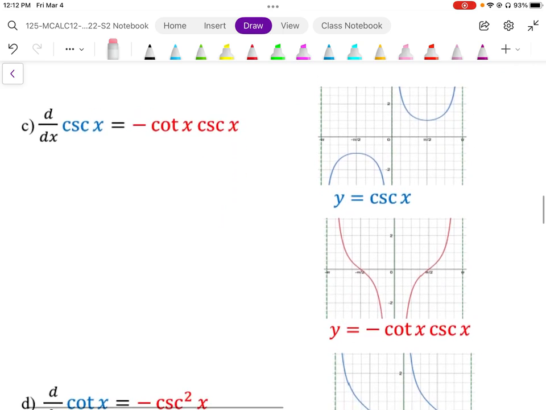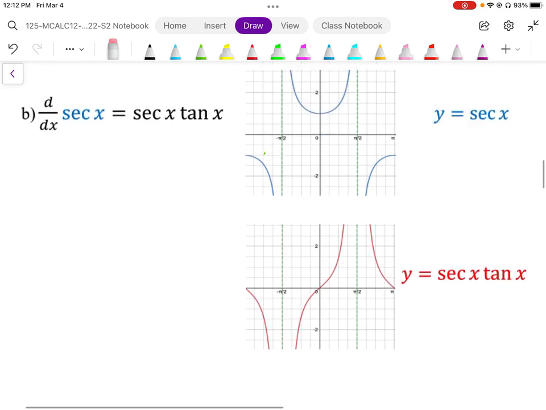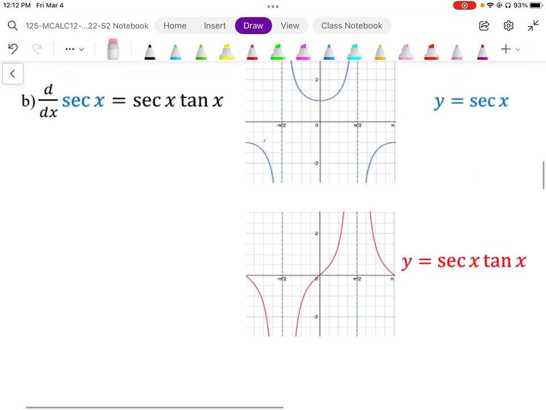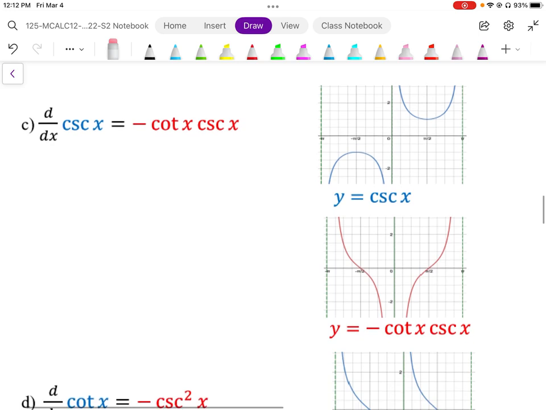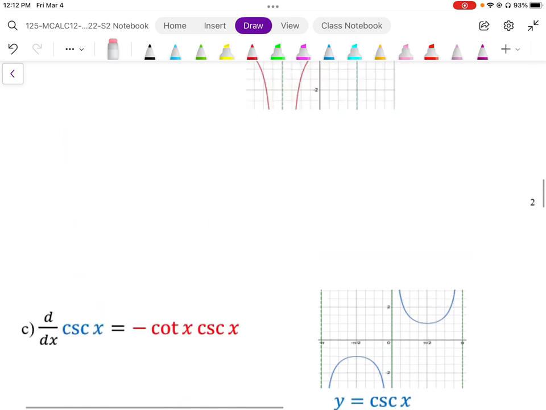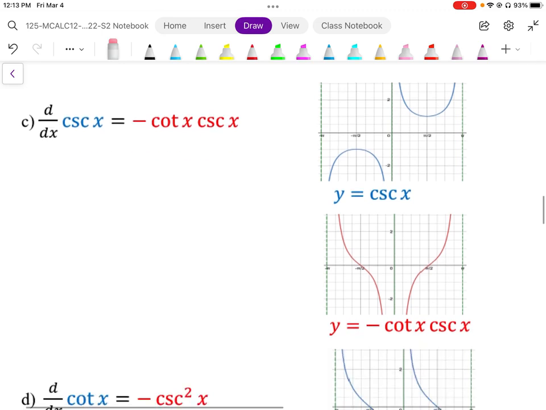We could do the same thing for cosecant. The derivative of cosecant is negative cotan cosecant. Now, I want you to notice something: for secant, we have this two-part derivative, and for the cosecant, we have the same two parts. Okay, this one is tan and secant, this one is cotan and cosecant. So there's a pattern here.